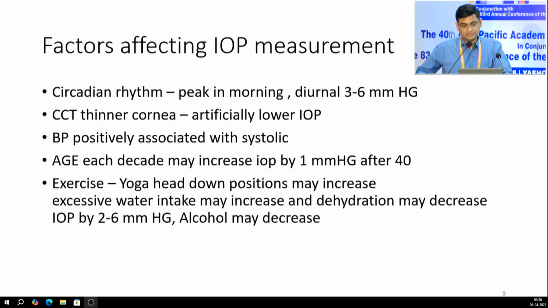Now, what are the factors which affect the IOP measurement? There is a circadian rhythm related to our IOP. Usually it peaks at around 4 to 6 a.m. and then troughs at around night. That diurnal variation is around 3 to 6 millimeters of mercury. But in patients with glaucoma, the variation is more, and it can be more than 8 millimeters of mercury also. Then thinner corneas artificially lower the intraocular pressure. Blood pressure, especially systolic pressure, if high, can lead to higher IOP. And with each decade after 40, there is a rise of 1 millimeter of mercury in the IOP.